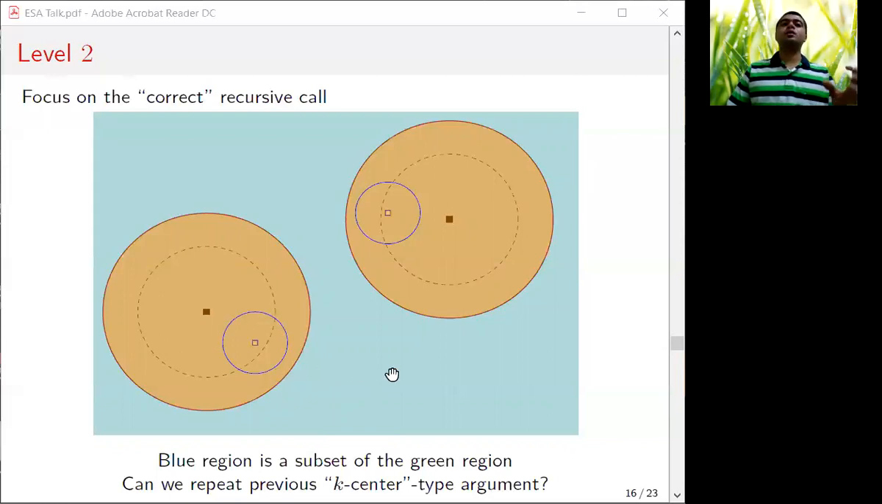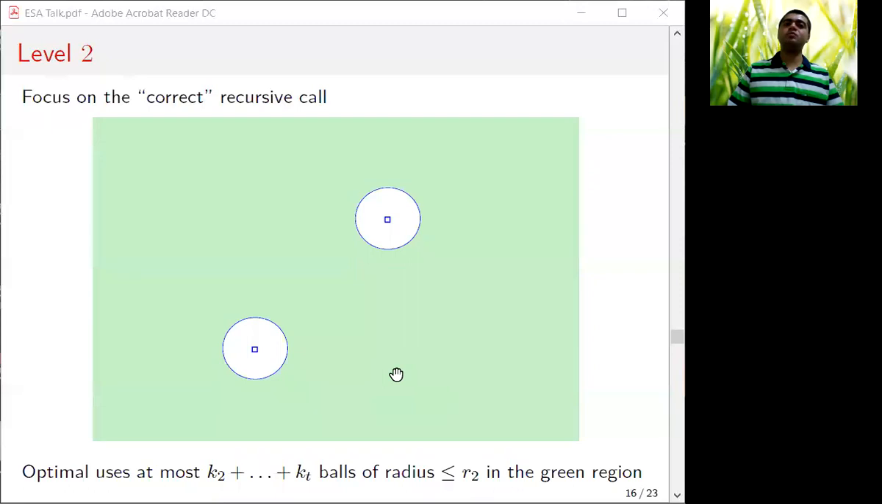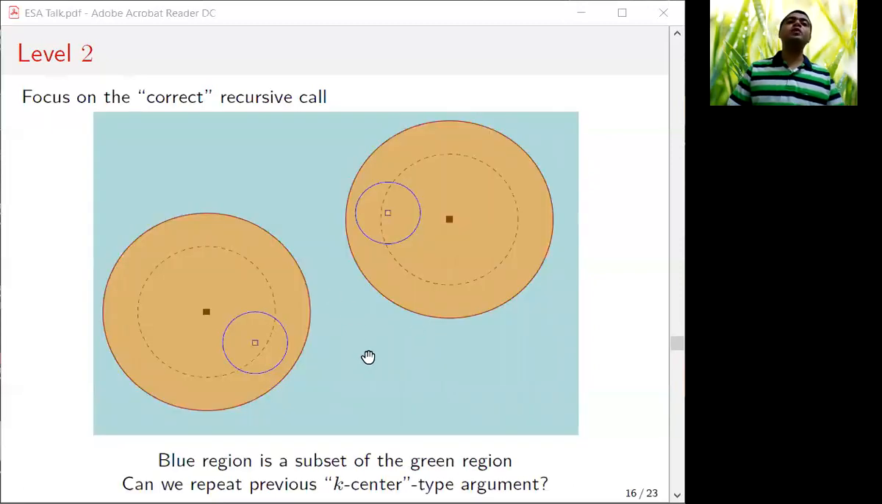So the complement, which is the blue region, is a subset of the complement of these optimal balls. And so we have to cover the points in this blue region using at most K balls of radius at most R2. So it seems that we can repeat the K-center type of argument again and keep doing this. And if you didn't have capacities, then that's exactly what you can do. That's what happens in the Matroid version.